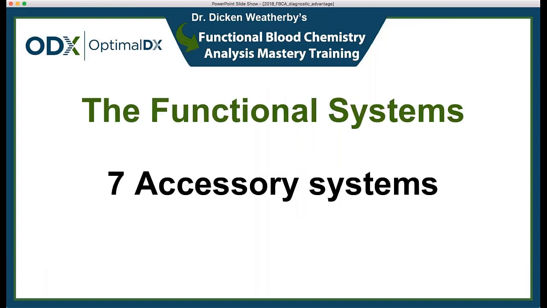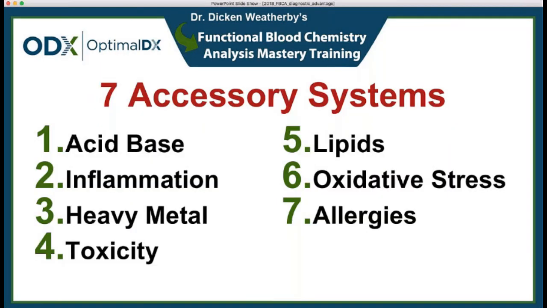Then we have 7 accessory systems. These are more than just body systems. We take a look at blood results and we use the analysis of biomarkers to help assess for levels of dysfunction in 7 accessory systems. We can look at acid-base balance. We look at anion gap. We look at CO2. We look at sodium. We look at potassium and that type of thing. Clearly, there's some great biomarkers for inflammation: high sensitivity C-reactive protein, CRP, fibrinogen, homocysteine, uric acid, vitamin D levels, and we can go on.